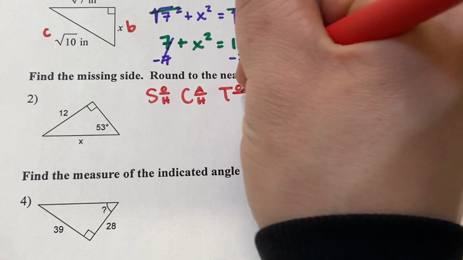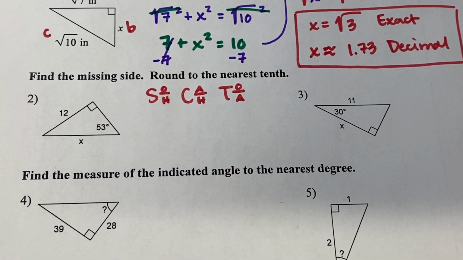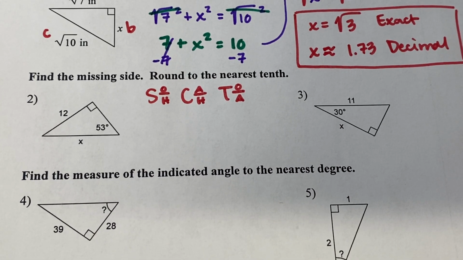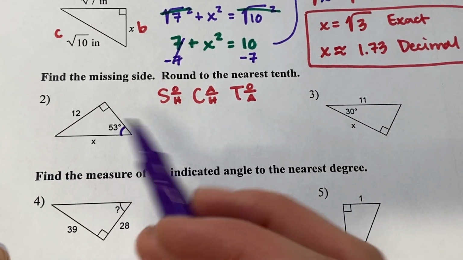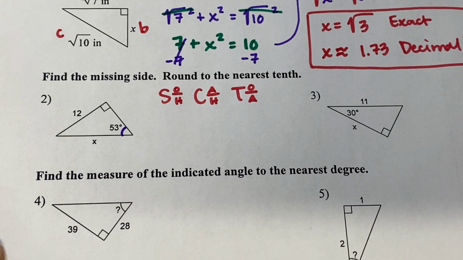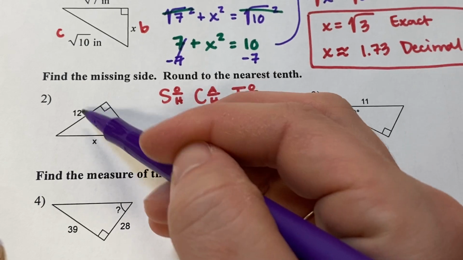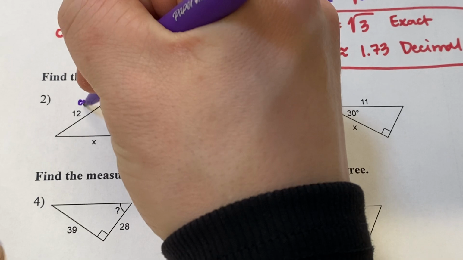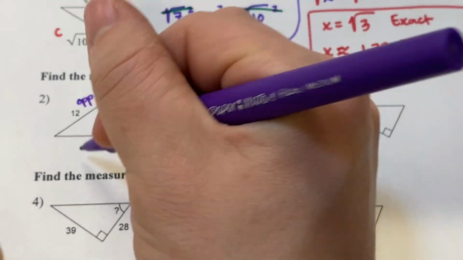SOHCAHTOA, because we know we're going to have to use one of these functions: sine, cosine, or tangent. Remember, we are standing at the angle it gives me, or the angle it indicates. That's 53 degrees. Based on where I'm standing, the 2 sides I'm now working with are my opposite side, opposite of that angle where I'm standing, and then my hypotenuse.